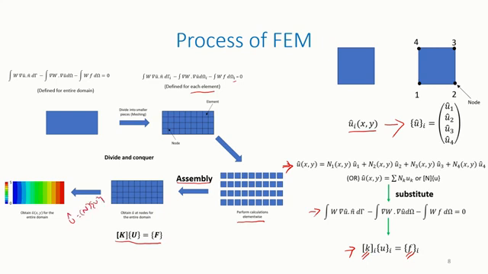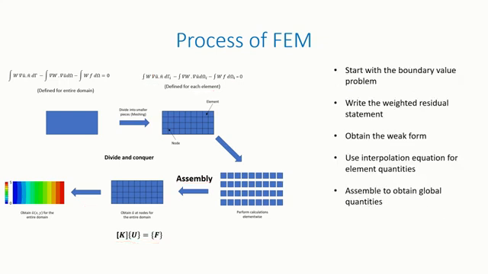Lastly, a common choice for the weight function w is the shape function N. When we do that, it is known as the Galerkin finite element method. That concludes the whole process of how FEM works. Let me take a step back and highlight the important points. We start with the boundary value problem, then we write the weighted residual statement, then we obtain the weak form for each element. Later we use the interpolation equation to obtain the element level quantities, and then we do assembly and obtain the global level quantities.